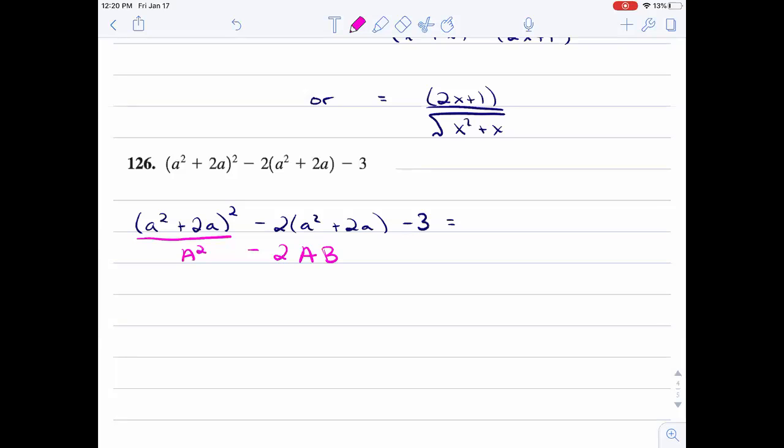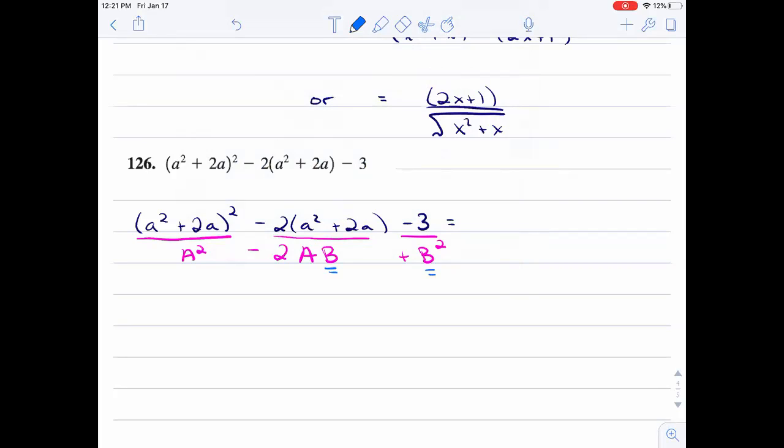So 2ab, and then here I need plus b, right? It doesn't look like that. Oh, sorry, plus b squared. It doesn't look like that right now, right? Because I'm missing this b, and well, -3 doesn't look like a plus b squared to me, right?